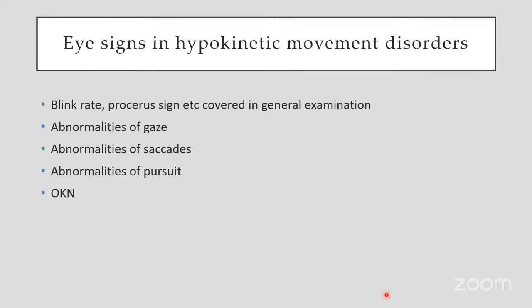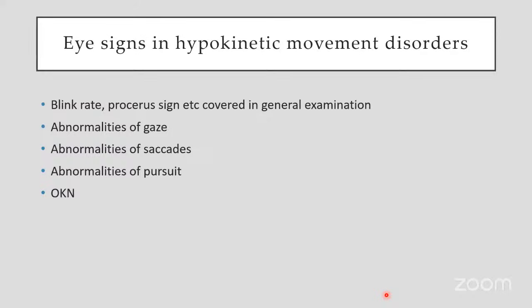Actually, the pursuit pathway involves the cerebellum. So in patients of MSA, pursuit involvement is very common to see. It's very early. The pursuit should be checked carefully, both the horizontal as well as the vertical pursuit. Okay, so there will be abnormal pursuit, and OKN must also be checked. That is also abnormal. Okay.